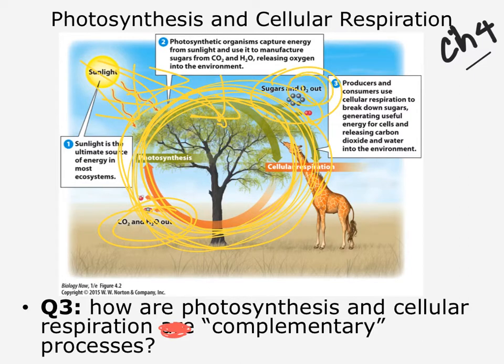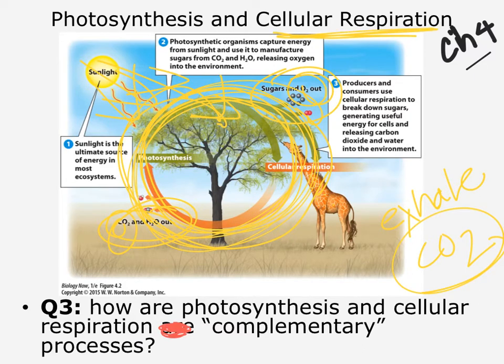We need that oxygen from the plants. The plants need that CO2 from us. What do we exhale? We exhale carbon dioxide. That's our waste product. The waste product of cellular respiration is CO2. What is the waste product of photosynthesis? O2. Plants and animals. Complementary. We complete each other.